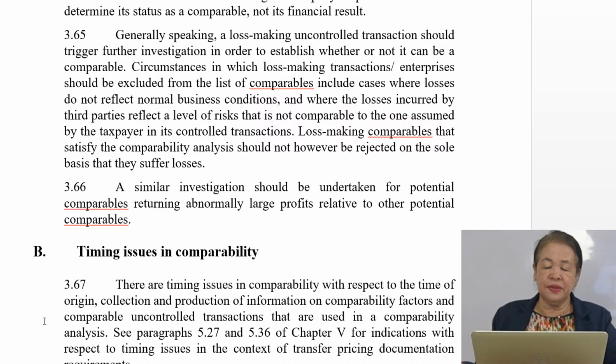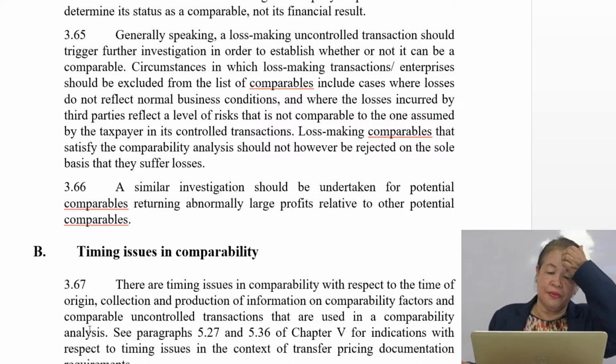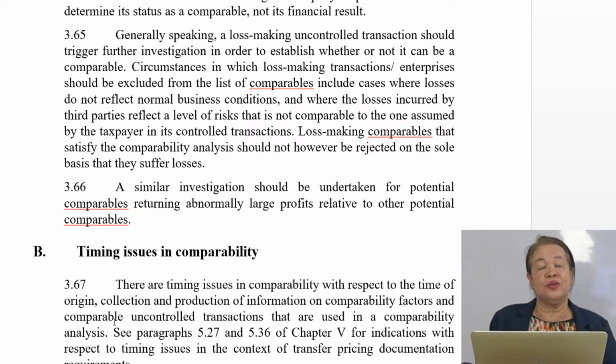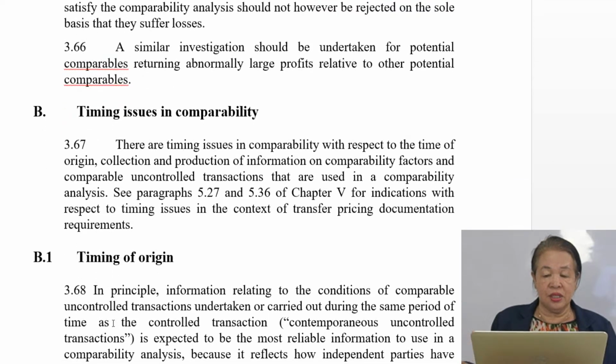A similar investigation should be undertaken for potential comparables returning abnormally large profits relative to other potential comparables. So, yung iba naman sobra-sobra yung profit, they can also be a potential comparable. So, you have to adjust or analyze, no? So, if potentially comparable adjustment can be made to make them similar, then pwede pa rin silang comparables.